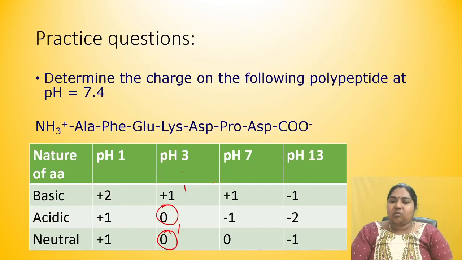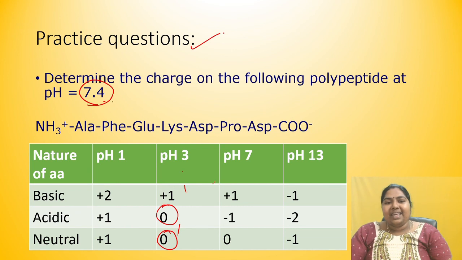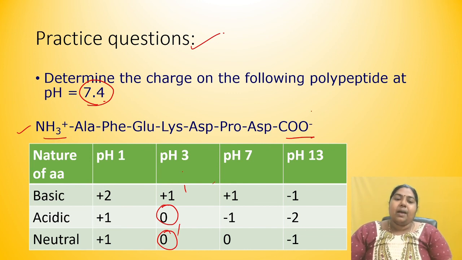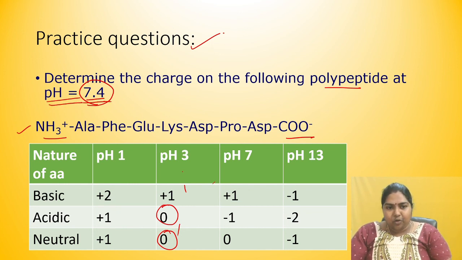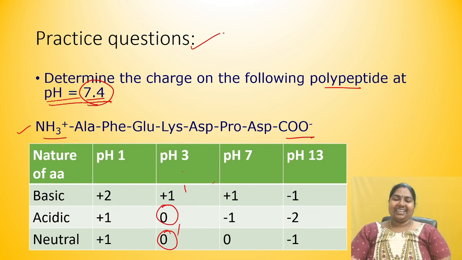I hope that this lecture was helpful to you all. I have given a practice question for you. They have given a high pH, and they have given the sequence only. If the terminus were not given, you could have used your own method, but here only the sequence is given. So you are going to find out the net charge of this polypeptide at the pH of 7.4. Now you are going to calculate and give me the answer in the comment box. I'll be waiting for your answers.